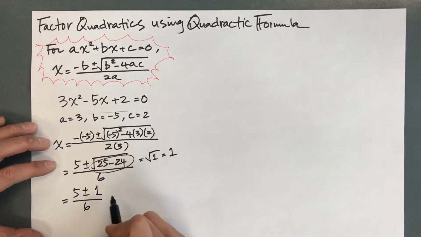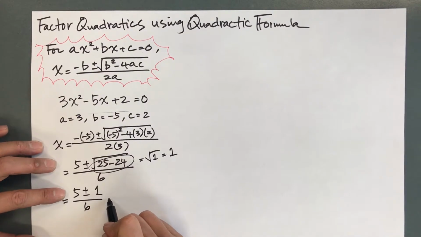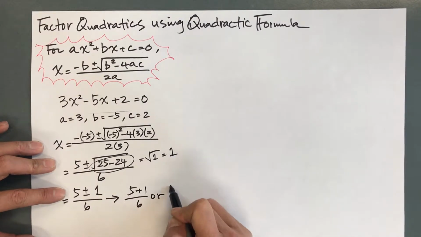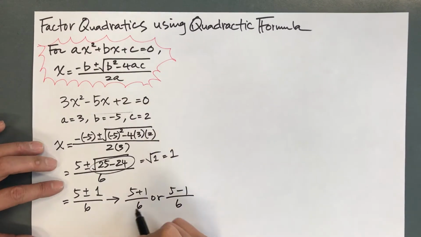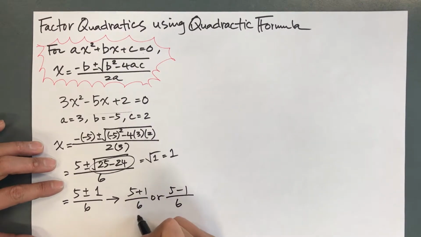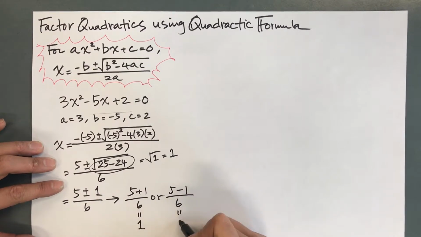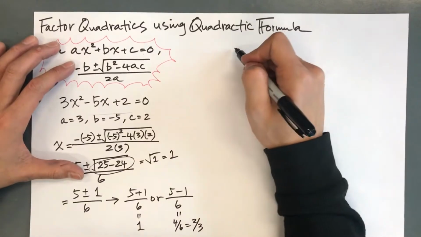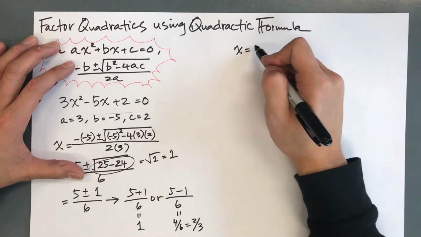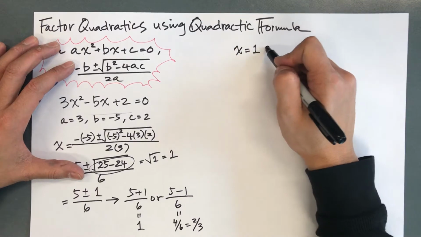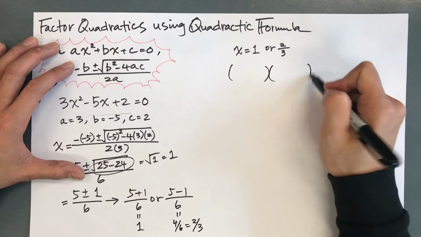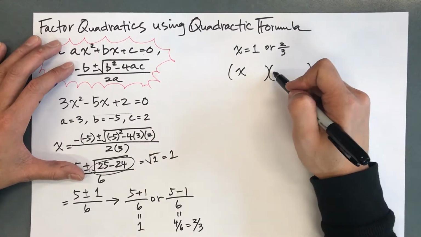But it's not the end yet, because this means that it's 5 plus 1 over 6, or 5 minus 1 over 6. This is 6 over 6, which is 1. This is 4 over 6, or 2/3. Now we get the roots. So we know that x is equal to 1 or 2/3.